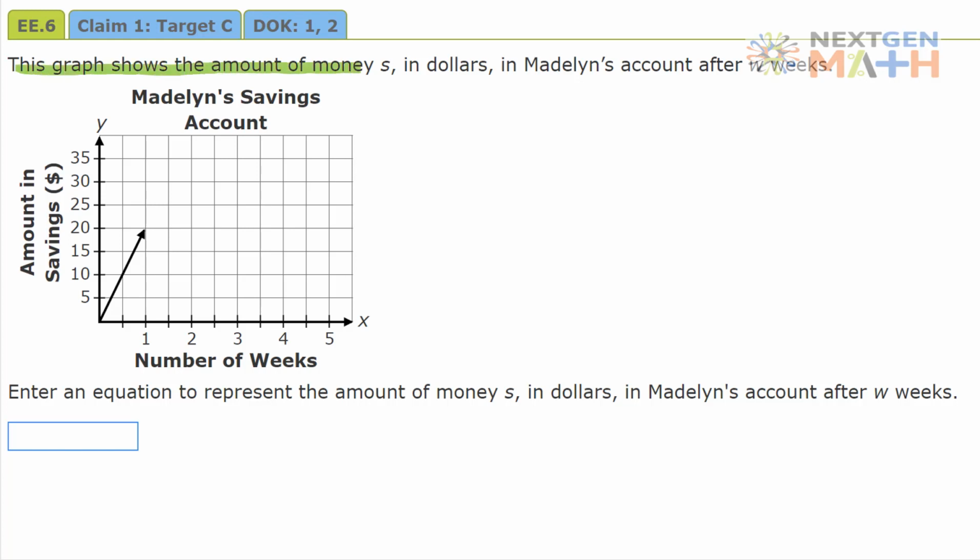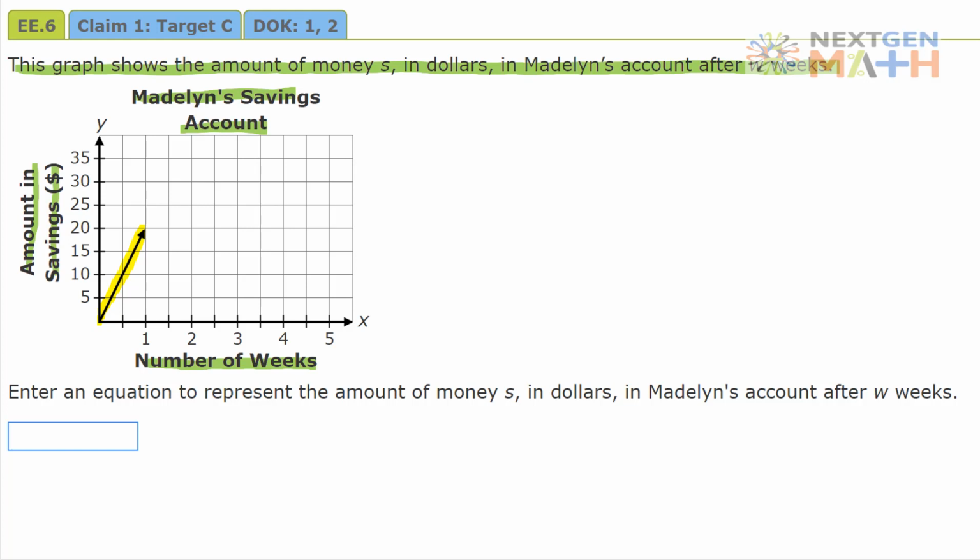This graph shows the amount of money, S in dollars, in Madeline's account after W weeks. So let's look at this graph. Here's Madeline's savings account, and on the x-axis it reads number of weeks, and then on the y-axis amount in savings. And our goal is to be able to write an equation that describes that line.